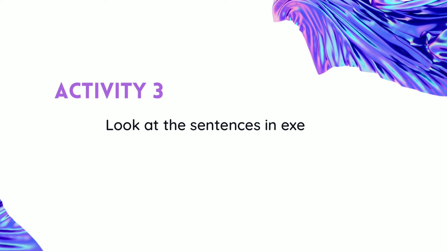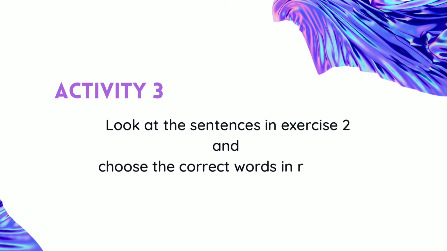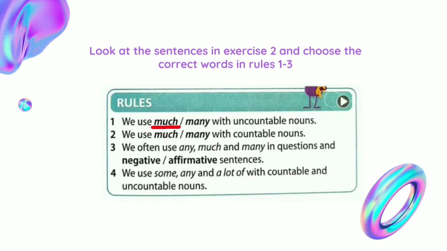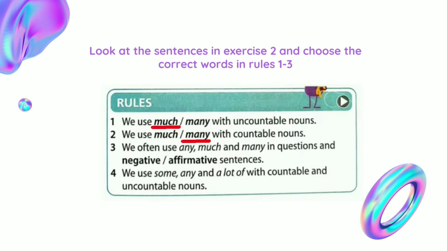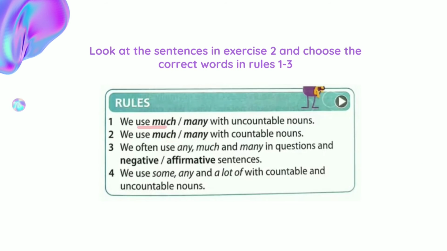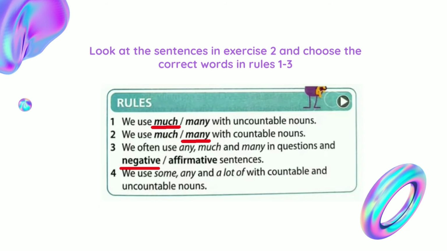Activity 3. Look at the sentences in exercise 2 and choose the correct words in rules 1 to 3. We use much with uncountable nouns. We use many with countable nouns. We often use any, much, and many in questions and negative sentences.